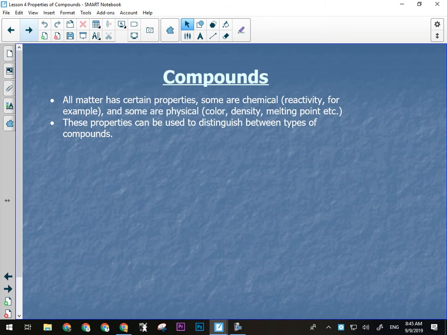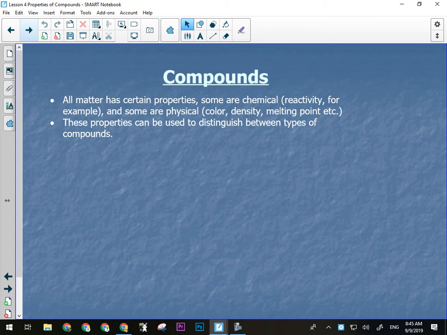Okay, so compounds. If we think back to Dalton's atomic theory, he said that compounds can occur when elements join together in whole number ratios. Okay, so that's what we're going to be looking at. We're going to be looking at fairly simple ionic and molecular compounds in our lab. Okay, all matter has certain properties. Some of them are physical properties. Okay, and you probably learned about the difference between physical and chemical properties last year, but just quick review. Physical properties are things that are observable and measurable with only that material available to you.